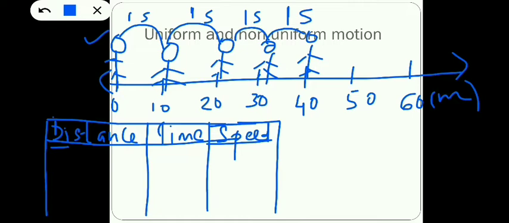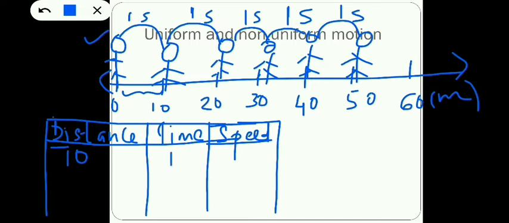Again, after another 1 second, let the boy be here at 50 meter. Like this. So this is the journey of this boy. Let's tabulate this journey here. So here during the first interval, what is the time interval? Yes, 1 second. For that 1 second, what is the distance traveled? 0 to 10. So what is the distance? 10 meter. So 10 meter distance is traveled during the time interval of 1 second.